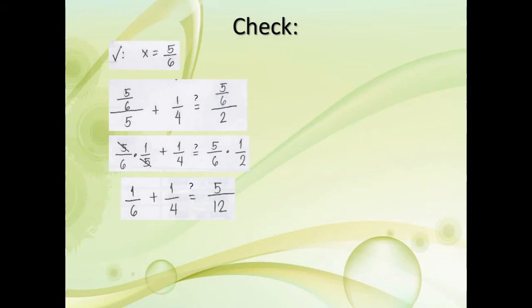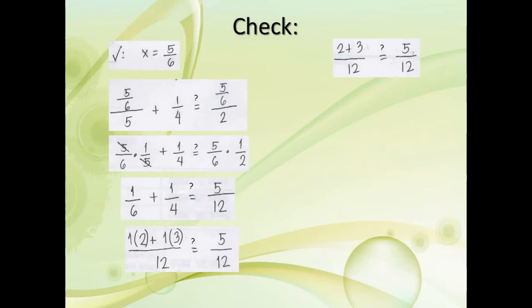Then you're going to find the LCD of 6 and 4, which is 12. So 12 divided by 6 is 2. So multiply that 1 to 1. Plus 12 divided by 4 is 3. Then you multiply that 1 to 1. That results to 2 plus 3 over 12. Is it equal to 5 over 12? So 2 plus 3 is 5. So 5 over 12 is equal to 5 over 12. So the solution is 5 over 6.